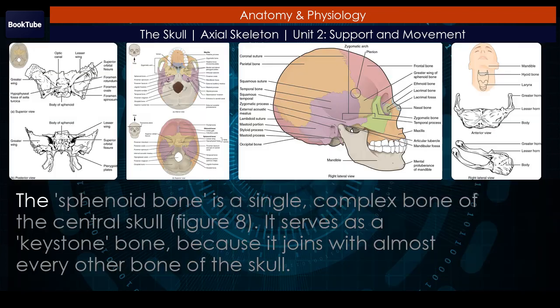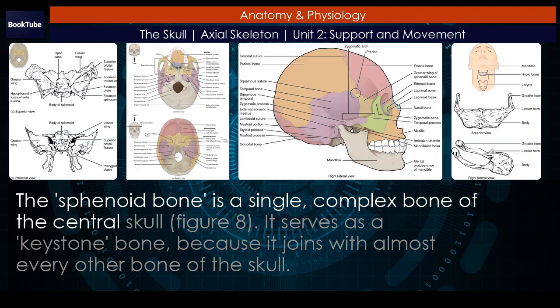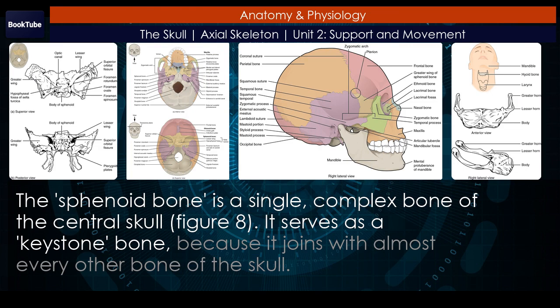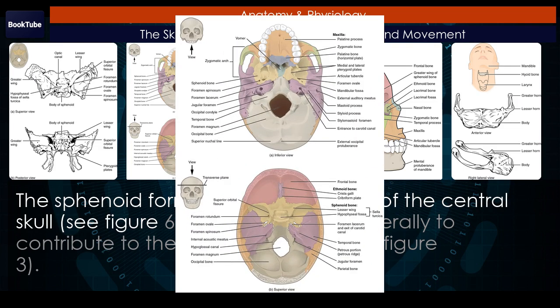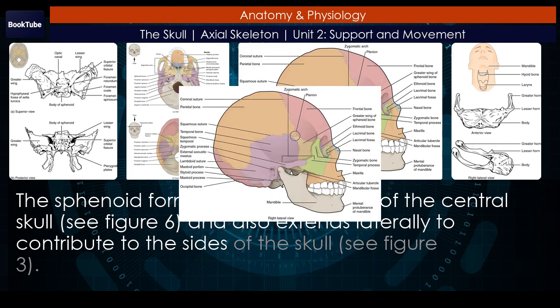Sphenoid bone. The sphenoid bone is a single, complex bone of the central skull. See Figure 8. It serves as a keystone bone because it joins with almost every other bone of the skull. The sphenoid forms much of the base of the central skull. See Figure 6. And also extends laterally to contribute to the sides of the skull.